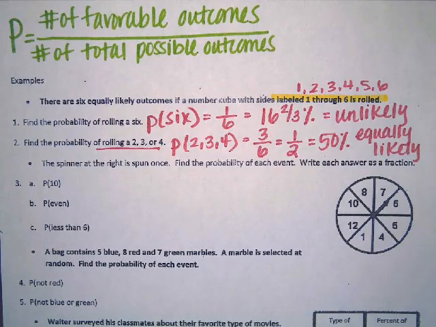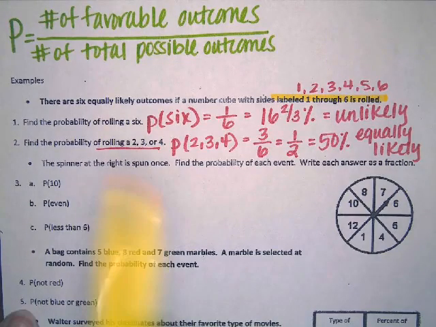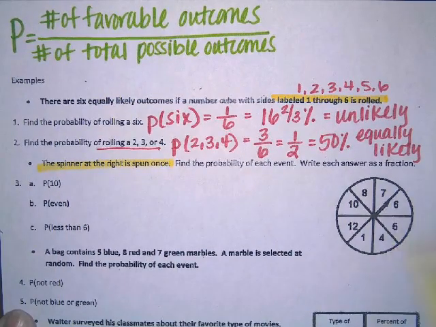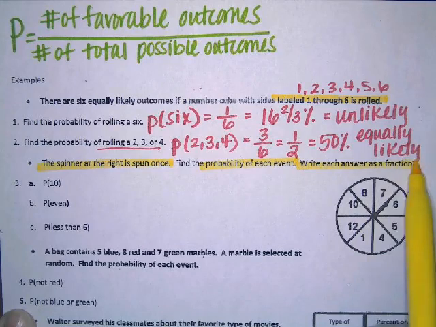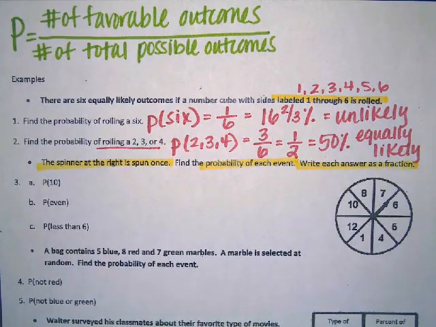Let's take a look at another example. This next example says a spinner at the right is spun once. Find the probability of each event and write your answer as a fraction. We're taking a look at the spinner to the right, and we're only going to spin it to find the probability, and we want to make sure we write our answer as a fraction.